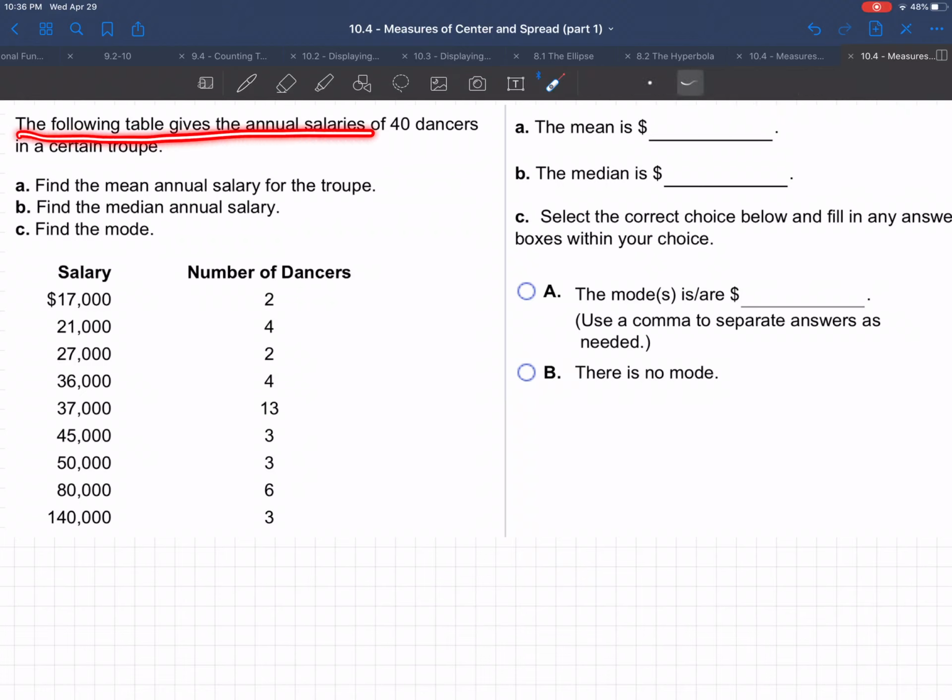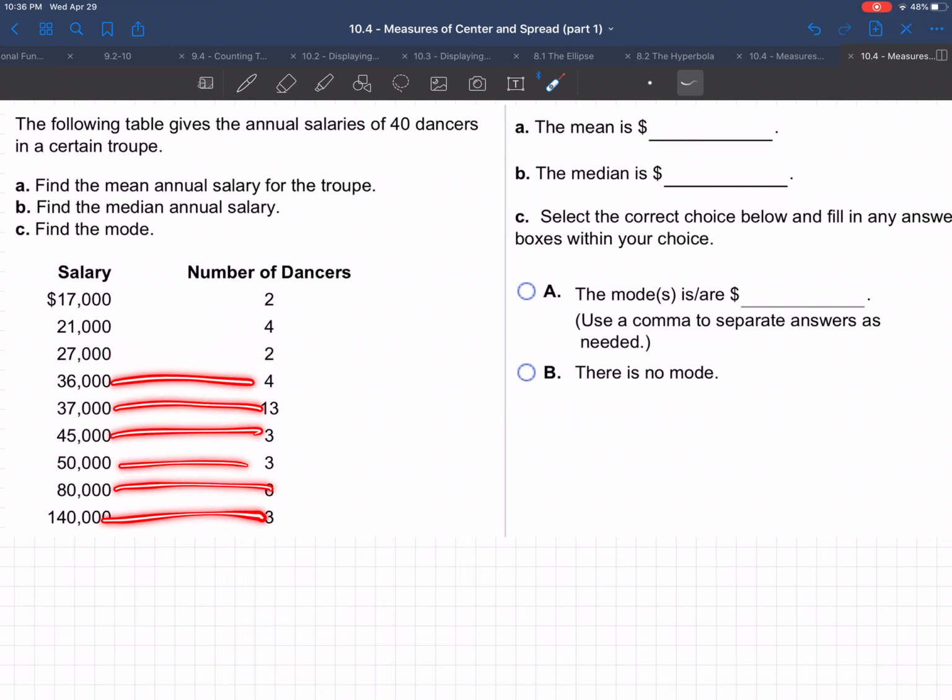The following table gives the annual salaries of 40 dancers in a certain troupe, a dancing troupe. Okay, so here's 17,000, 2 dancers make that. 21,000, 4 dancers make that salary. 27,000, 2 dancers, etc. So you see the different dancers and the salaries they make.